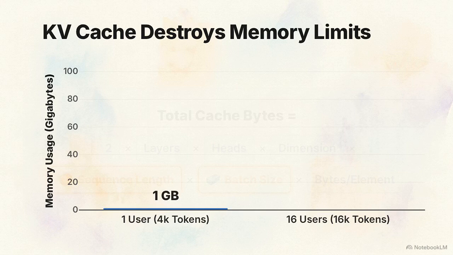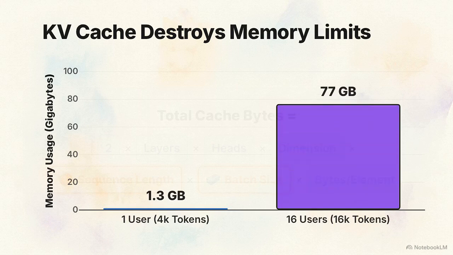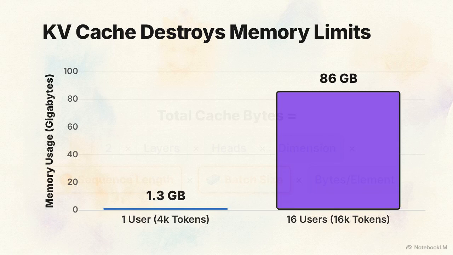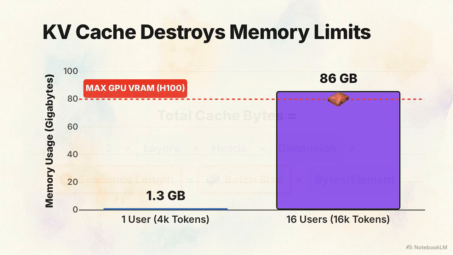Serving a single user at a 4,000 token context length takes about 1.3 gigabytes of cache, but scale that to 16 concurrent users at a 16,000 token context length, and the cache footprint surges to 86 gigabytes. That exceeds the entire physical memory capacity of many enterprise GPUs before the model weights are even loaded.